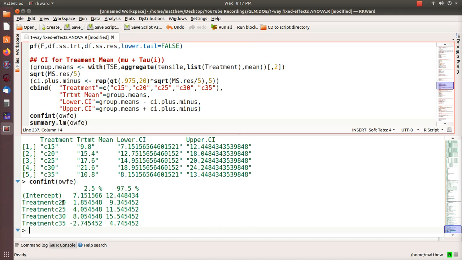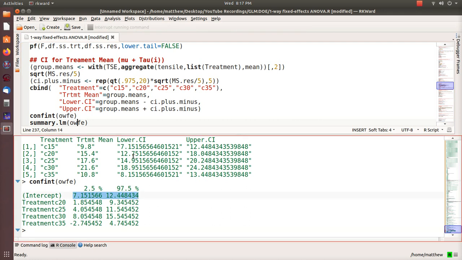So if we look at this value, it equals the C15, right? 7.15, 12.44, right? As it should be. So this is what R produced, and this is what we did by hand. Now we have the confidence intervals for the other means too.